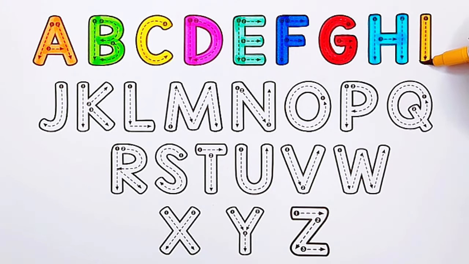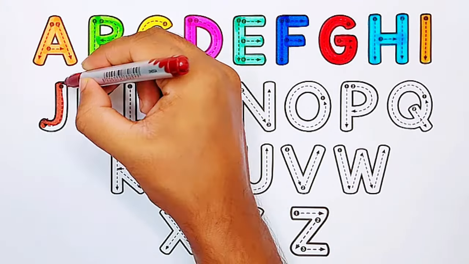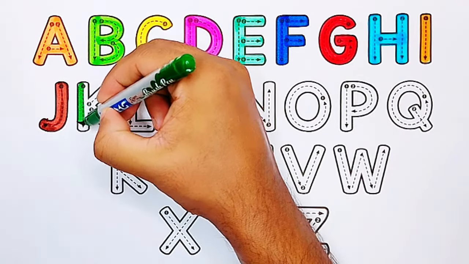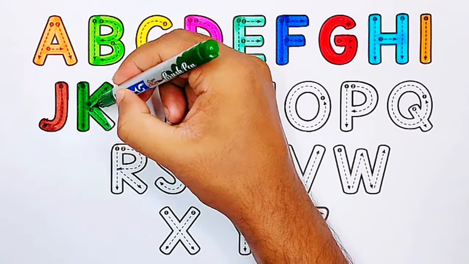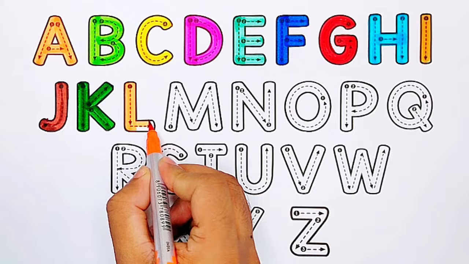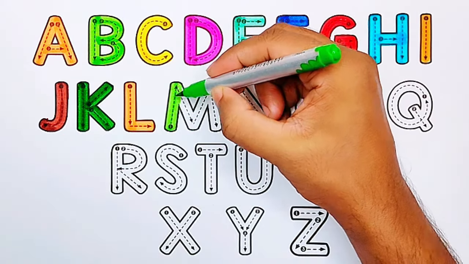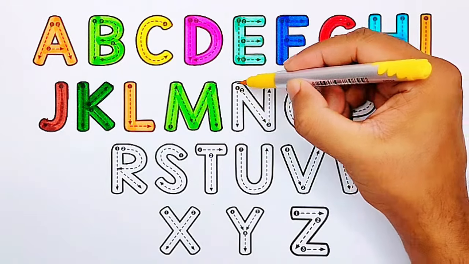I for ice cream. J for jellyfish, J for jellyfish. K for kangaroo, K for kangaroo. L for ladybug, L for ladybug. M for melon, M for melon.